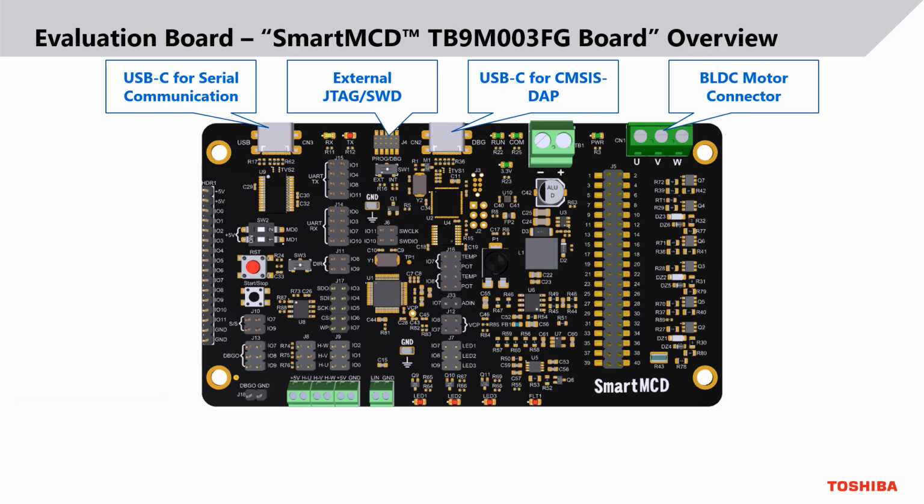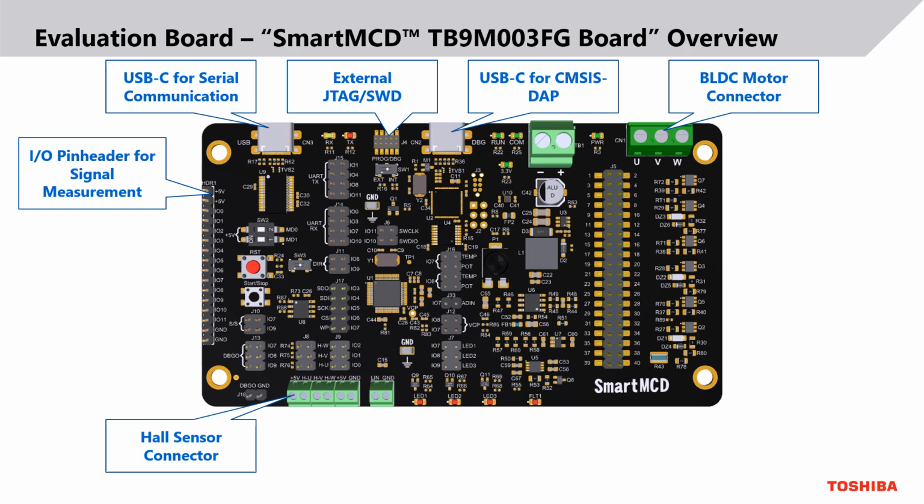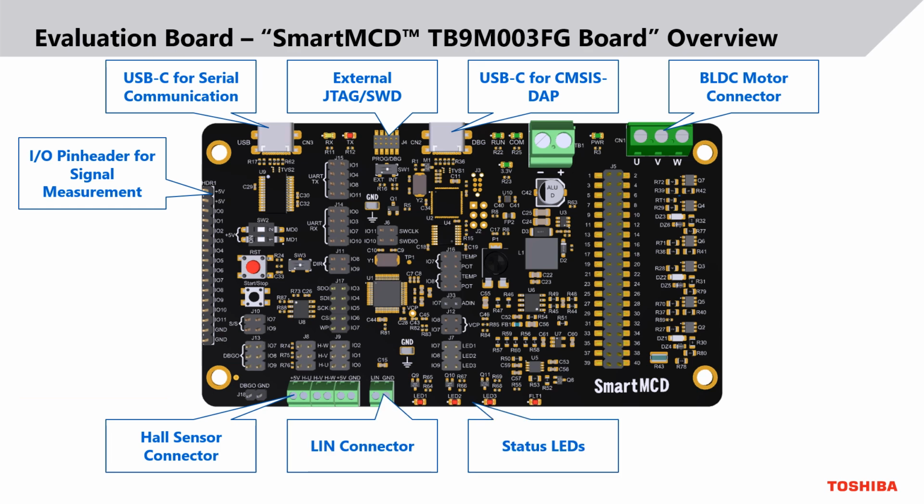On the left side, we have an I/O pin header for all the signals available in the SmartMCD device, either for measurement or other purposes. On the bottom side, you have the Hall sensor connector, including the power supply for the Hall sensors, and right to it, the LIN bus connector and the status LEDs.